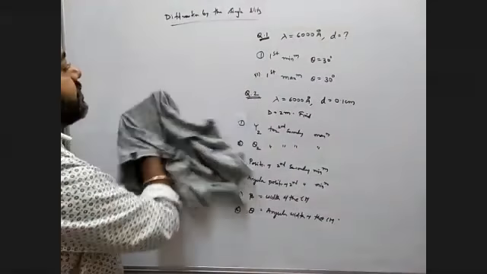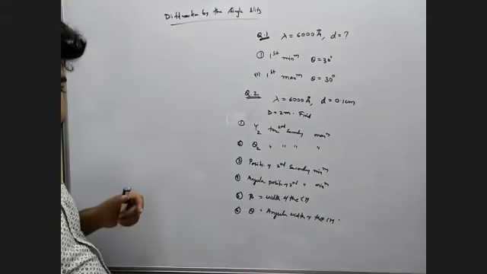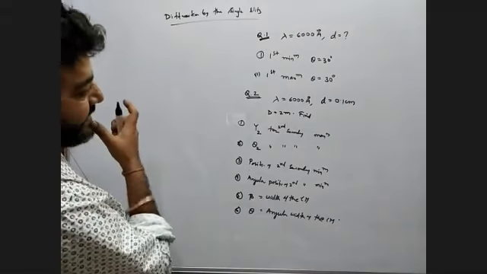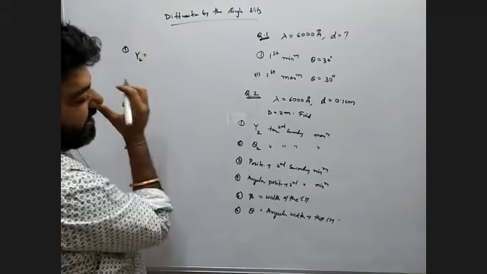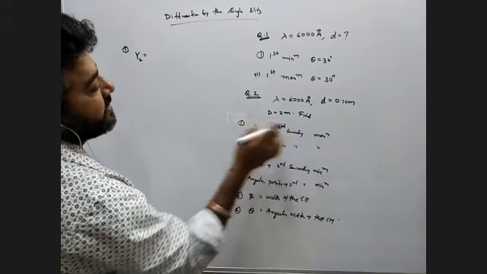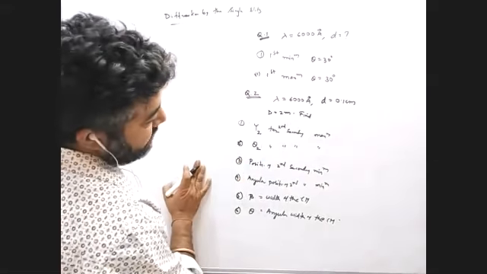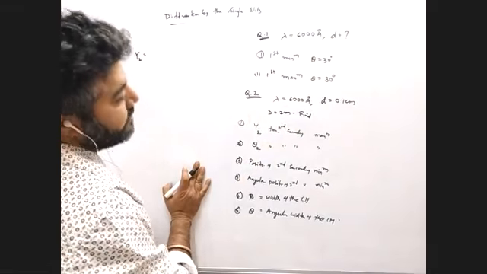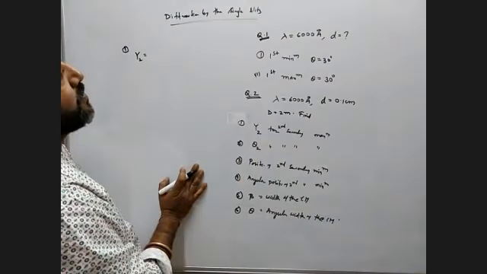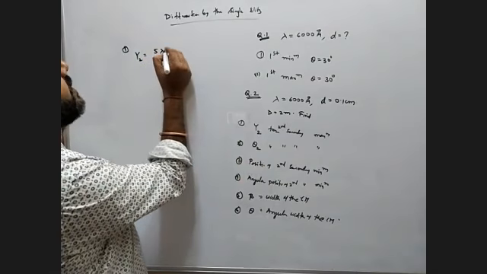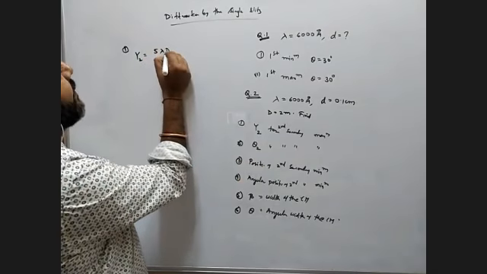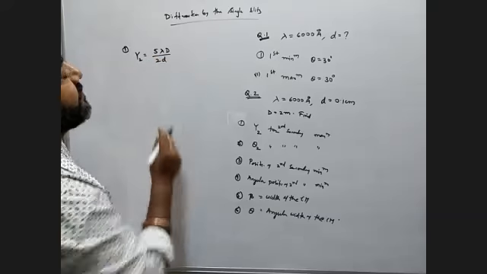Now the second question. For the second question, देखो, y2 is for the secondary maximum. So what will the secondary maximum formula be? 5 lambda capital D by 2d. Is it okay, everyone?